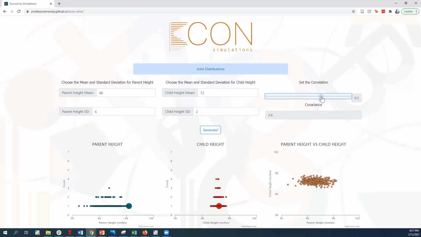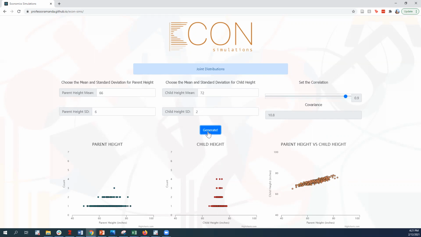But let's assume there's a positive correlation of 0.6, and we see that the corresponding covariance is 7.2 inches. So let's regenerate. And what we now see is that there is a positive slope if we were to estimate a slope of a line through this data, sort of starting to introduce the concept of regression. And we can increase the correlation further. Let's try a positive correlation of 0.9 and regenerate.